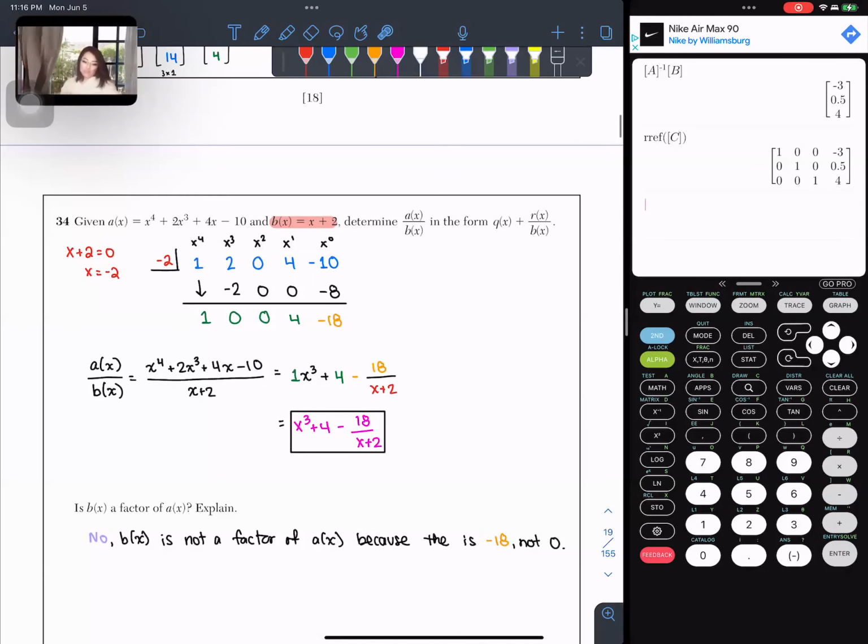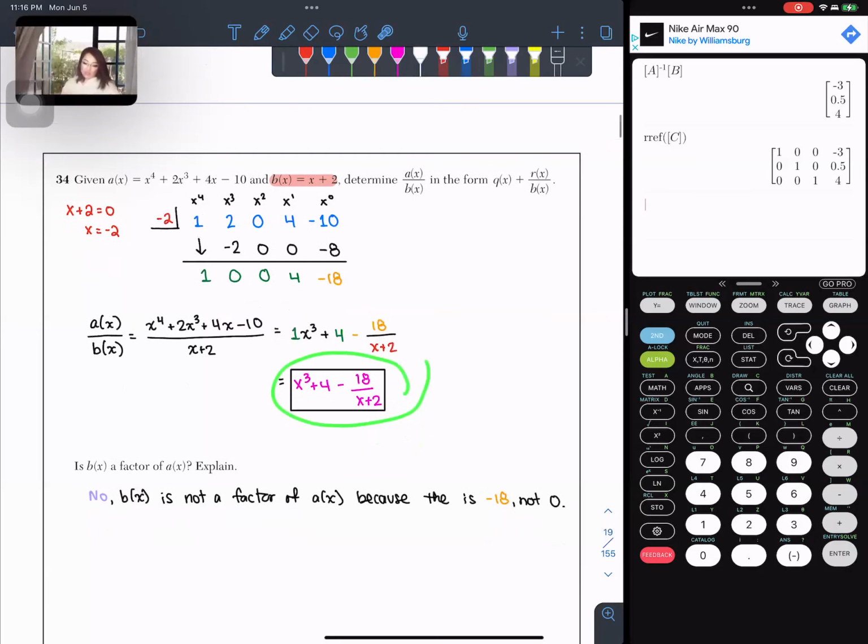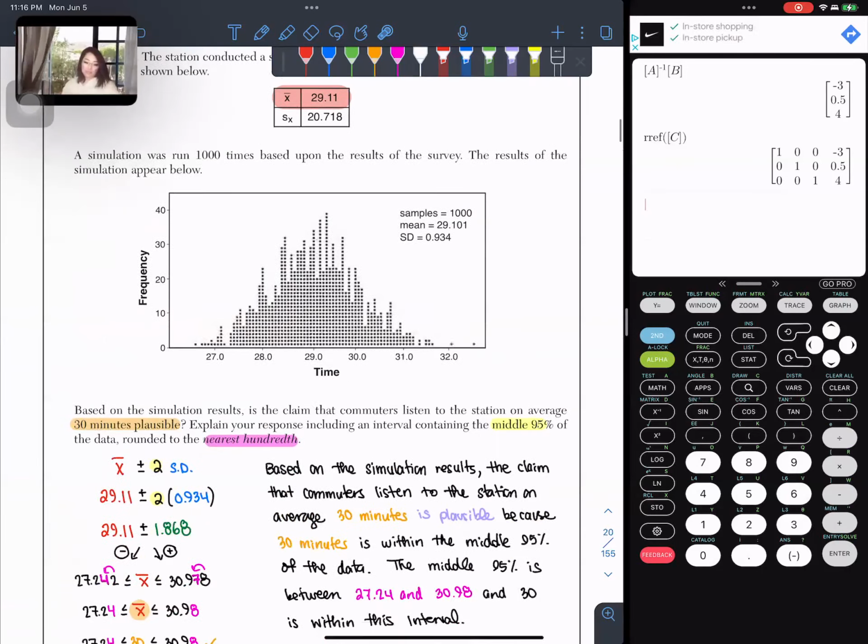34 is synthetic division. You get a remainder of negative 18. So this thing is negative x cubed plus 4 minus 18 over x plus 2. And so it says, is it a factor? No, it's not a factor because the remainder is negative 18, not 0. Just keep it short, keep it simple, move on.